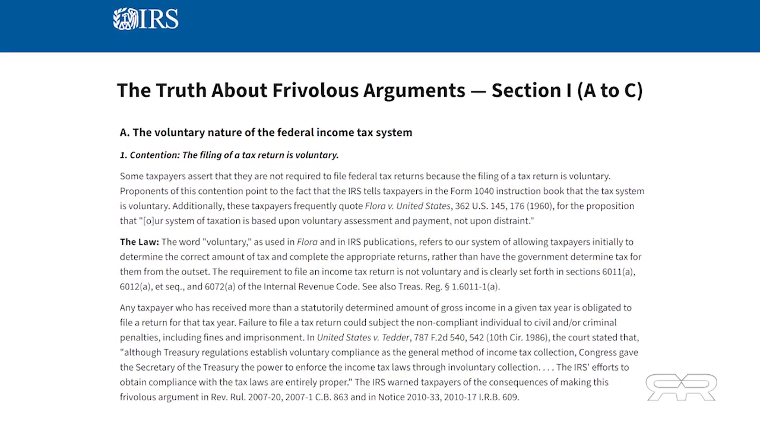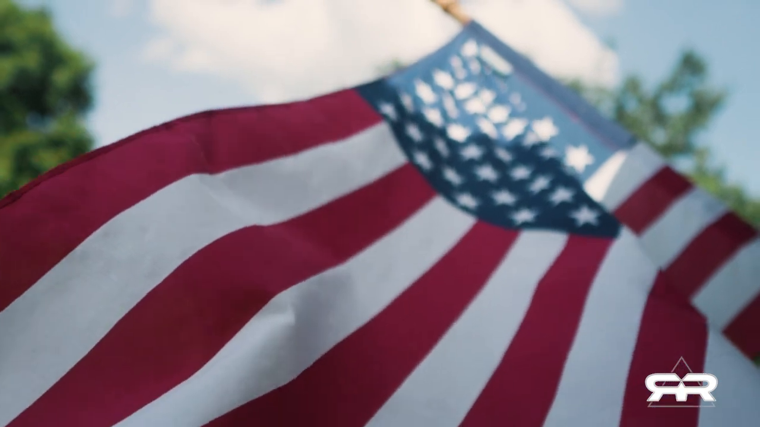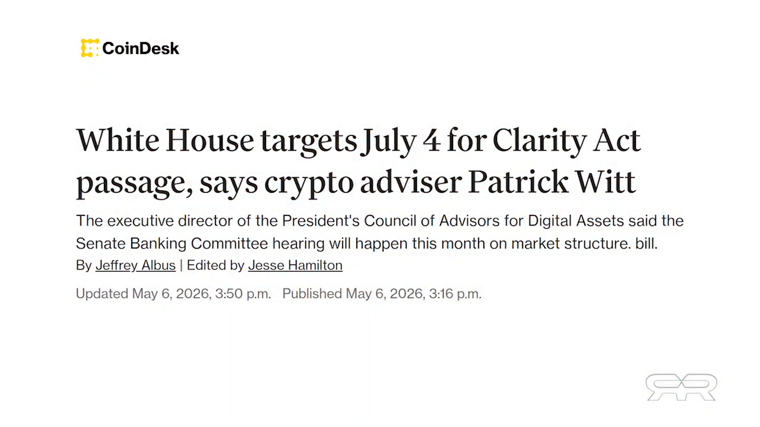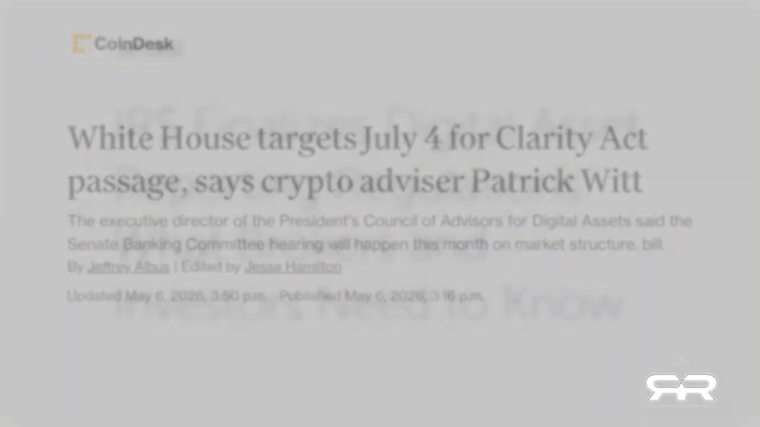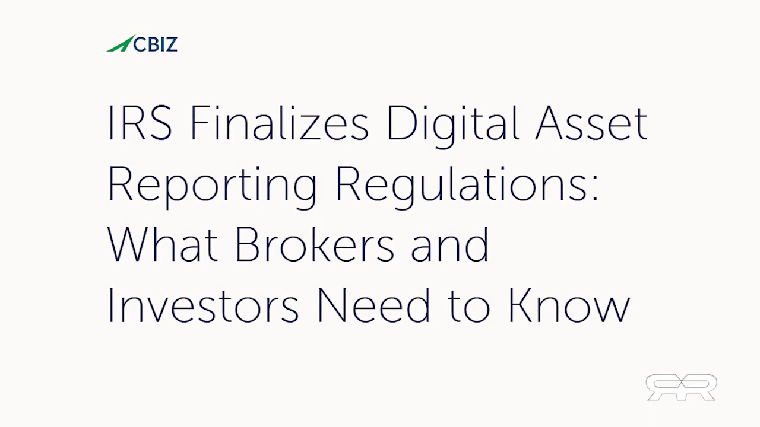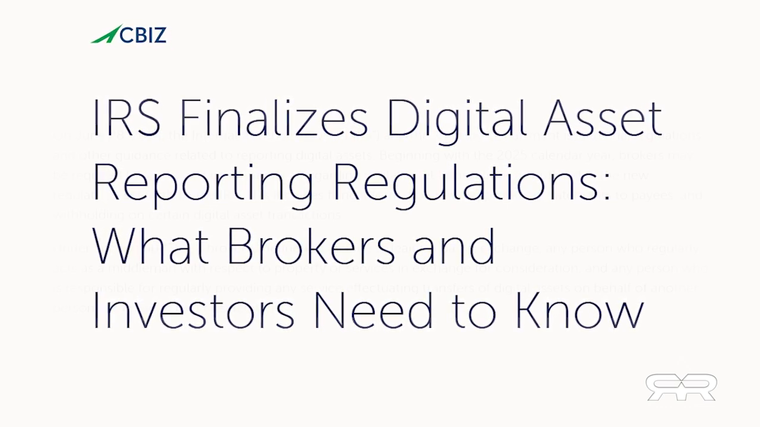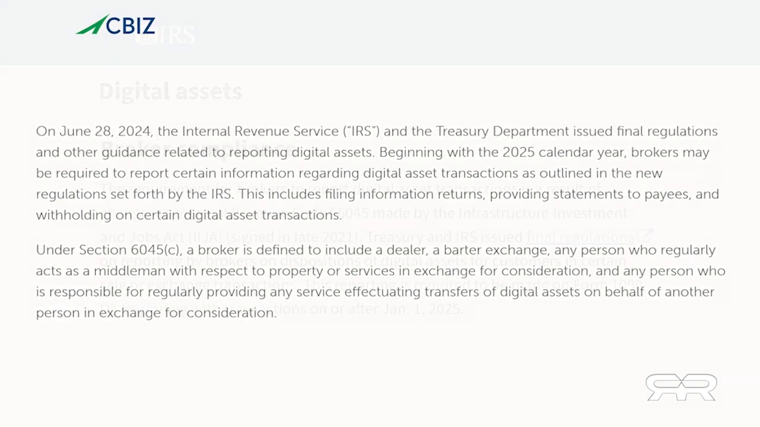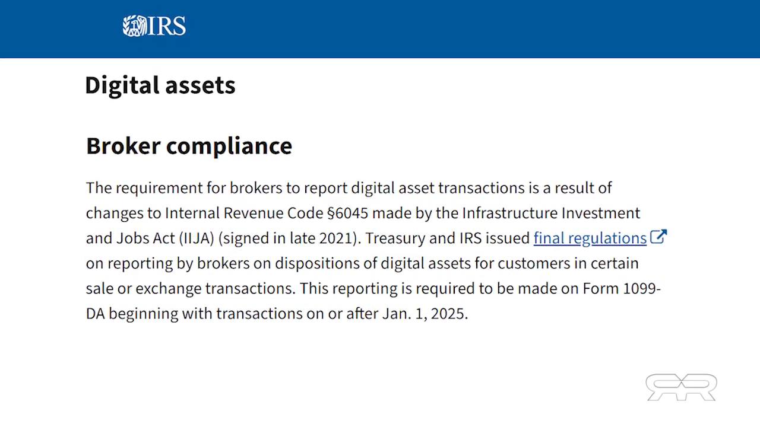voluntary compliance fails. In 2026, while many Americans struggle to make ends meet and argue that the IRS is unconstitutional, the White House is targeting a July 4 deadline for the Clarity Act to become law, which will be the legal framework for the agentic crypto economy and comprehensive oversight by the IRS. Changes to Internal Revenue Code Section 6045 require brokers, any person who is responsible for regularly providing any service effectuating transfers of digital assets on behalf of another person, to report digital asset transactions to the IRS.